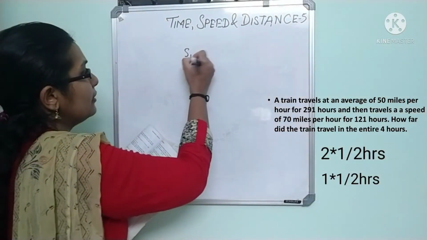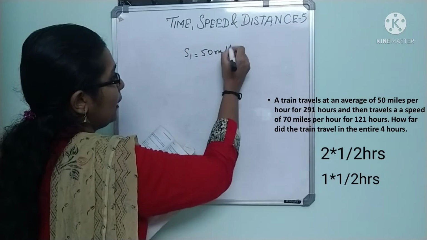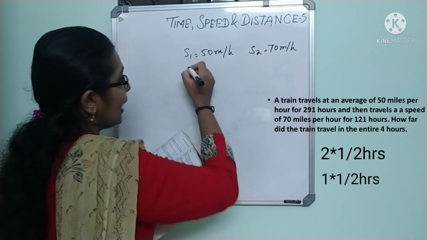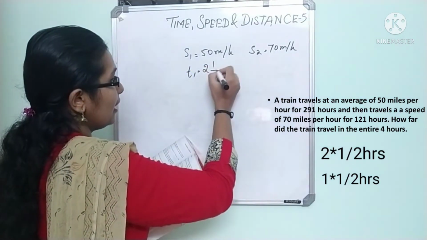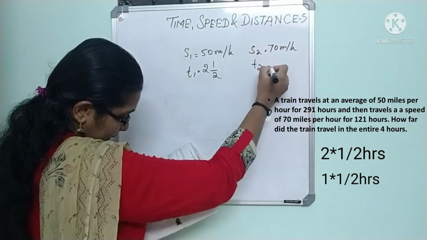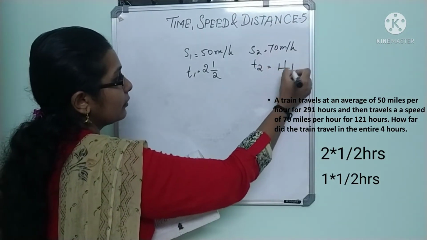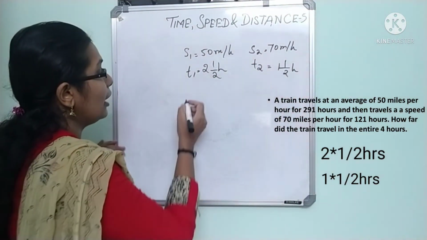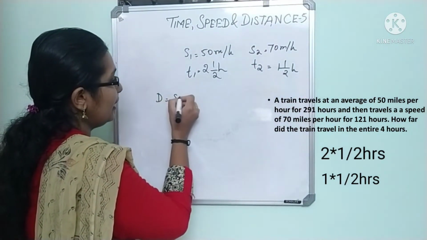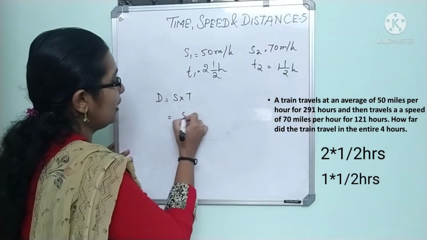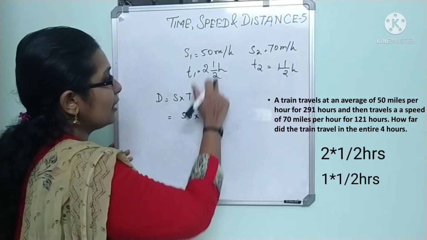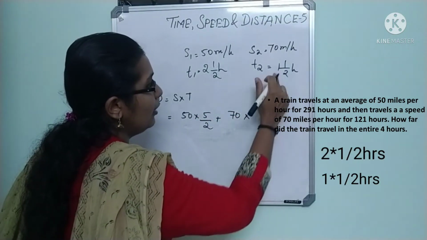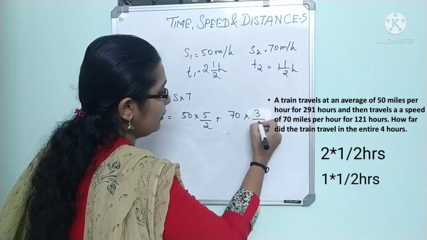So here speed 1 is 50 miles per hour and speed 2 is 70 miles per hour and time 1 is 2.5 hours and time 2 is 1.5 hours. Okay, so everything is in the same unit, so you need not convert anything. Now distance is equal to speed into time. So speed here is 50 into 5/2 plus 70 into 3/2.